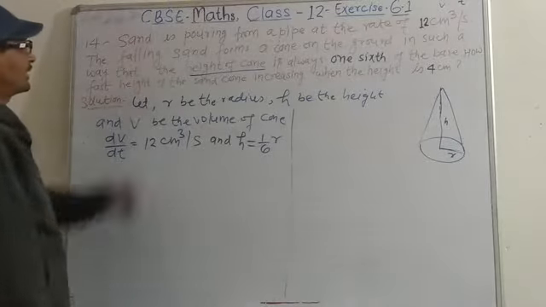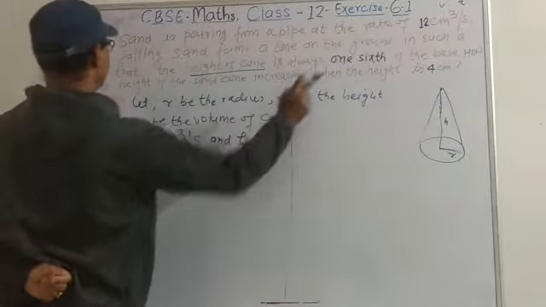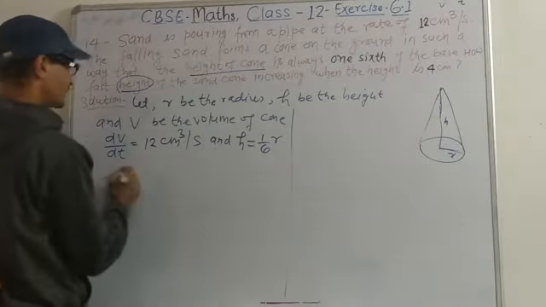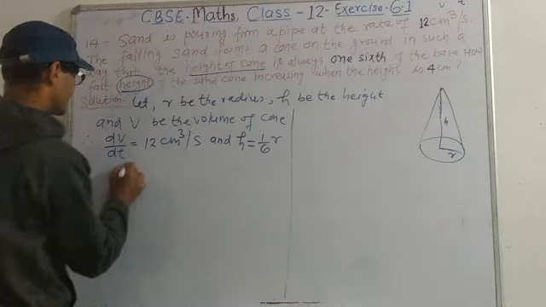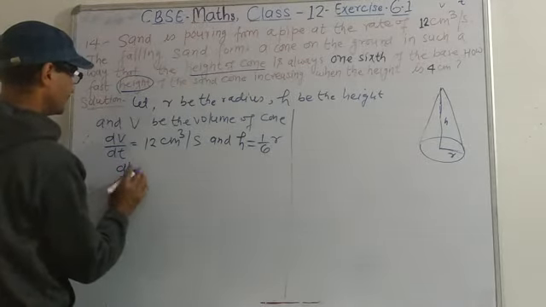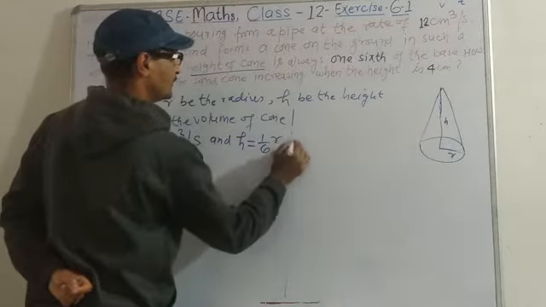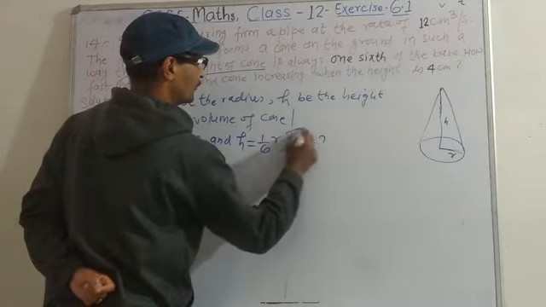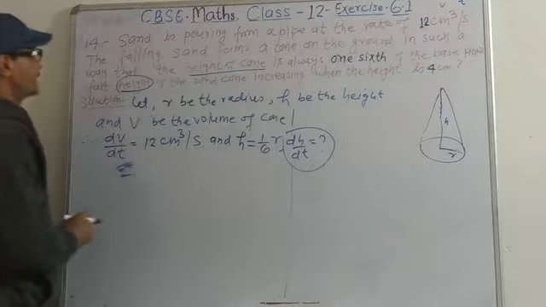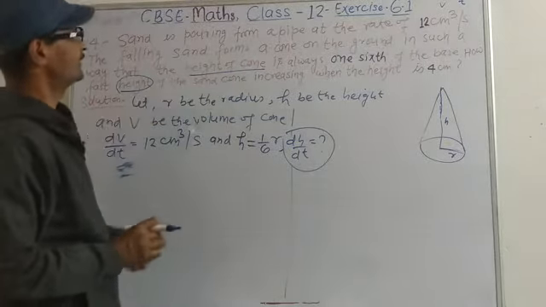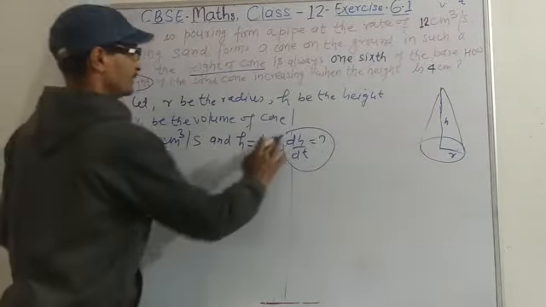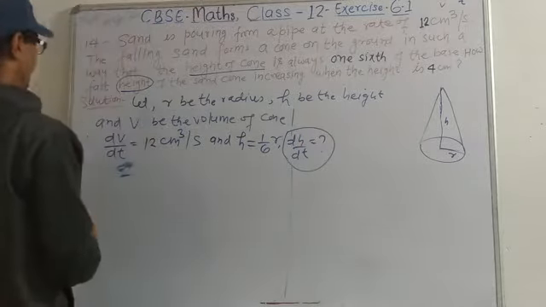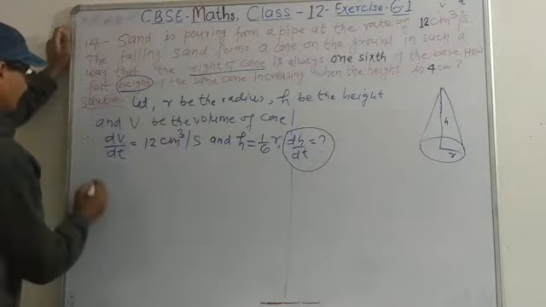So how fast is the height of the sand cone increasing? We have to find the rate of change of height. That means we write dh by dt, to be found out. How fast the height of the sand is increasing, the rate of change of this height.